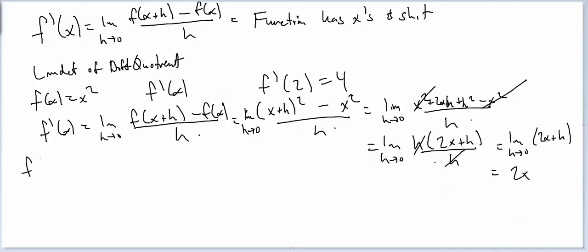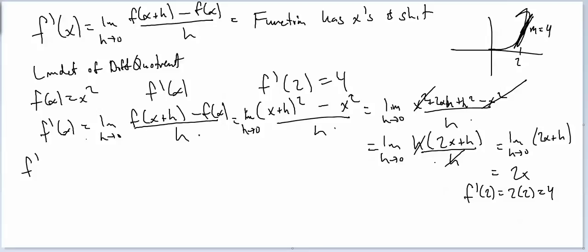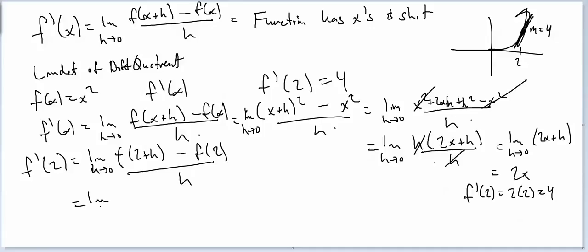Now, what if I wanted to find the derivative at 2? Really quick, I would plug 2 into the derivative, and I know on my parabola at an x value of 2, I would have a line that has a slope of 4. What if I wanted to find the derivative at 2 using the limit definition? I would take the limit as h goes to 0, and I would write my function at 2 plus h, not x plus h, minus the function at 2, all over h.